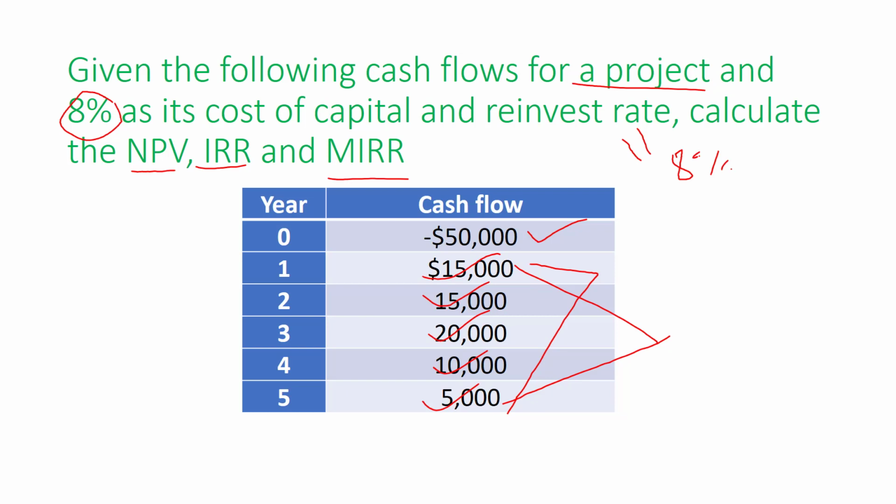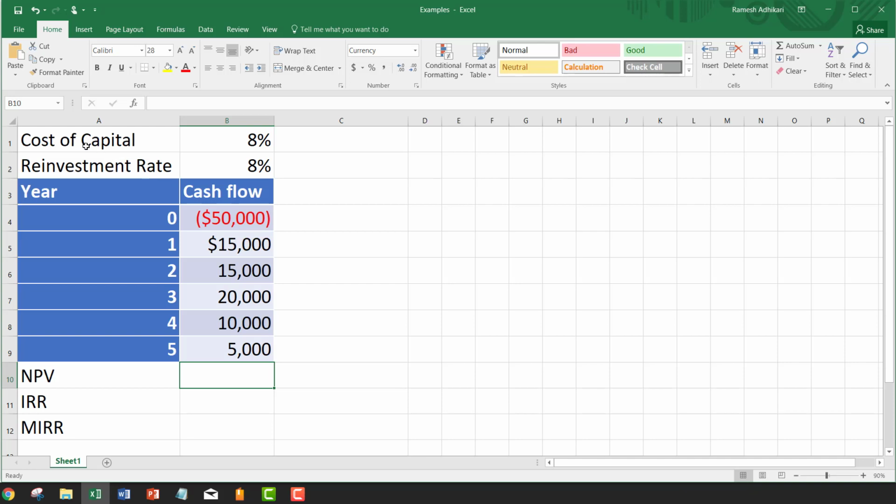In Excel, this is pretty straightforward, and I have already plugged in all the information here. Cost of capital is 8%, reinvestment rate is 8%. In column A, I have year 0 to 5, and in column B, I have cash flows. So given this information, how do we compute NPV?